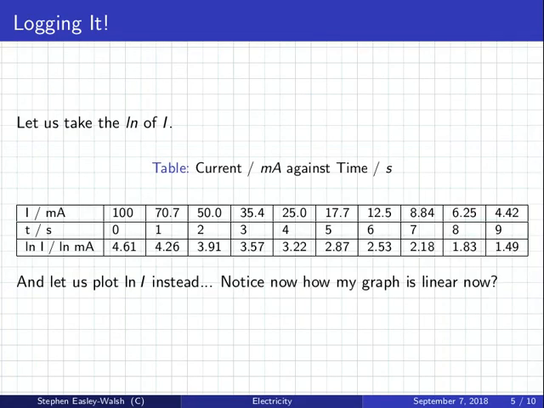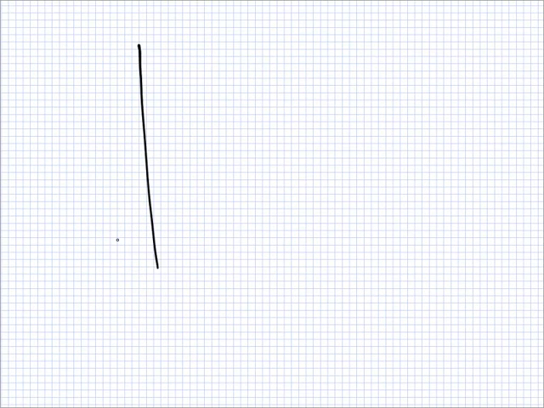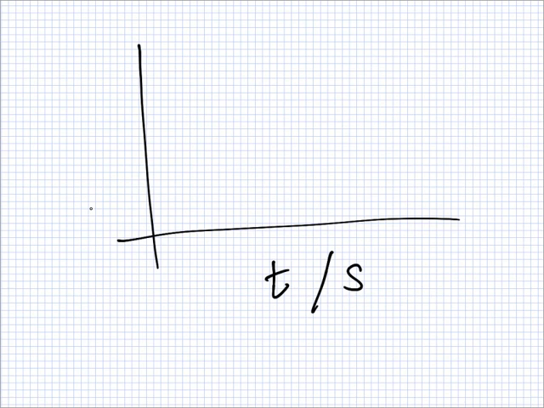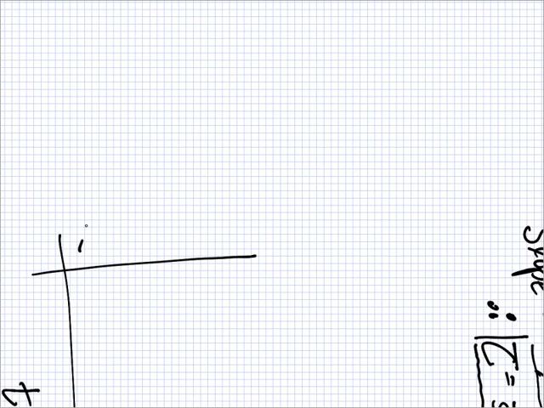I've calculated already. This is the example we had at the beginning, right? I put in an extra column called the log of I, and here are the numbers: 4.61, 4.26, 3.91, 3.57, and so on. If I was to graph that, let's have a look at what you get. So there's the time in seconds, and the log of I in log of milliamps.